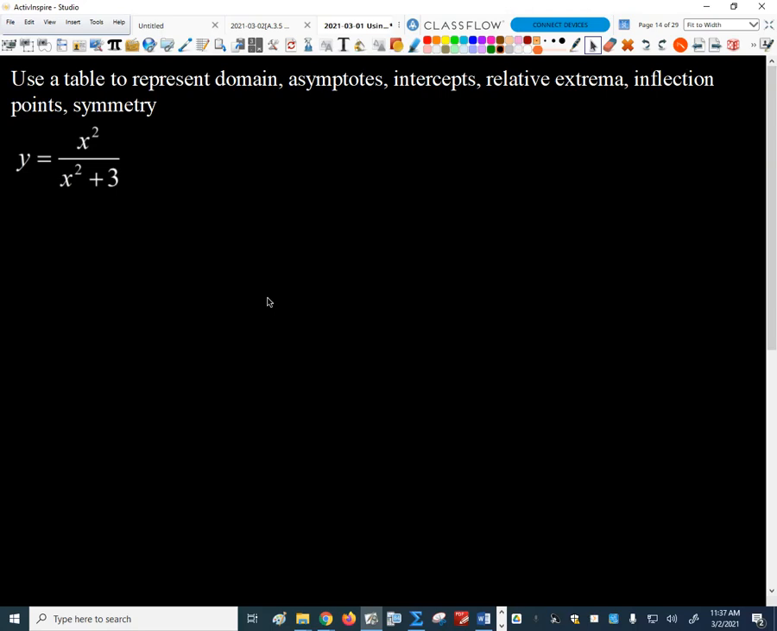Okay, so let's take this one. First of all, let's talk domain. What's the domain of this thing? Type it in chat, everybody. Okay, good. Kyle, why is it all reals? Because on the bottom there's that +3, so it's never 0. Okay, good. The bottom is never equal to 0, so we're good. So the domain's all reals.